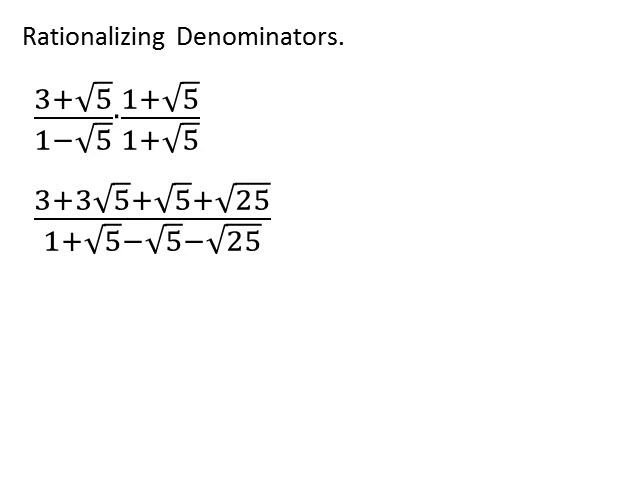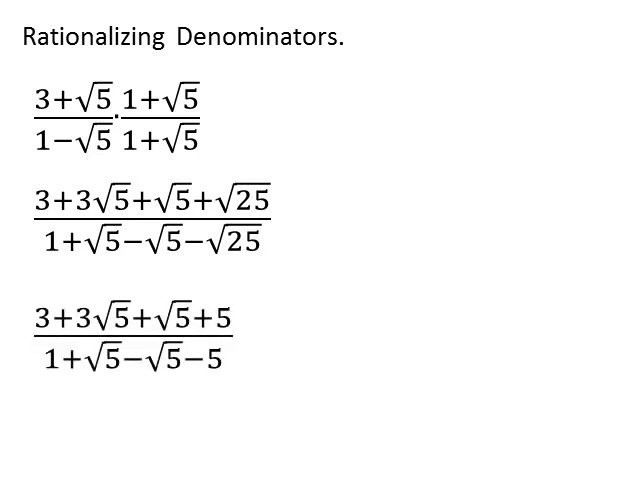Now on the top and bottom, both root 25s turn into 5. So on the top, I have 3 plus 5 when I combine like terms. I have 3 and 5 is 8, and I have 3 root 5 and 1 root 5 is 4 root 5, I'm sorry. And on the bottom, the root 5s cancel out because one's positive and one's negative. So what I have is 1 minus 5, which is 4. So on the top, I have 8 plus 4 root 5, and on the bottom, I have negative 4.